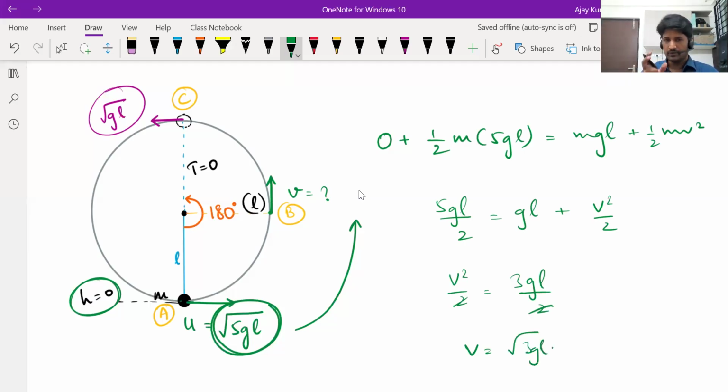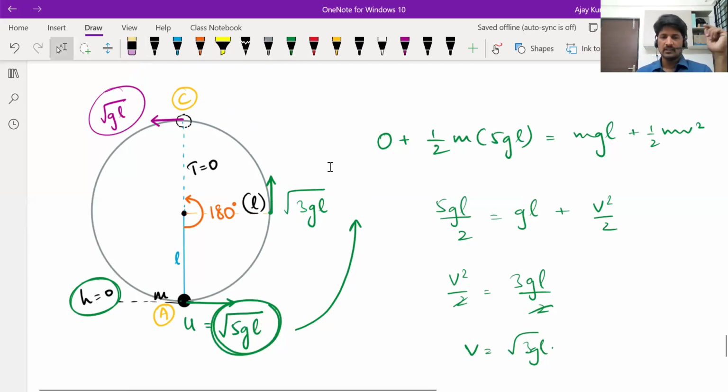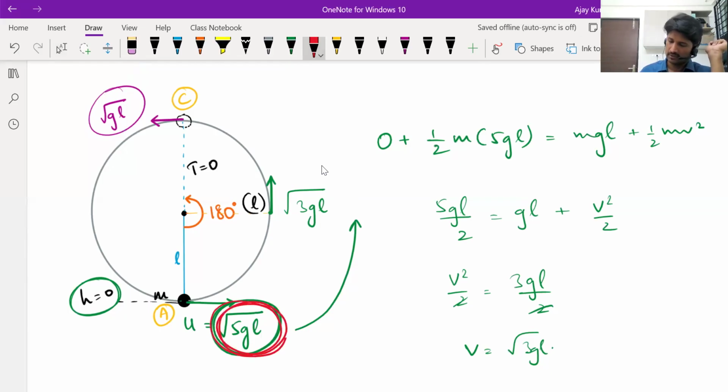That means if you give the bare minimum speed needed at the bottommost point, then it will reach the position B with a speed of root 3 GL. And with that speed, it will be able to reach the top also. That's what we have derived in the last problem. So this is also a way to calculate. If you know the critical velocity at the bottommost position, then based on that, you can tell the critical velocity at any other position. That's the conclusion from this.